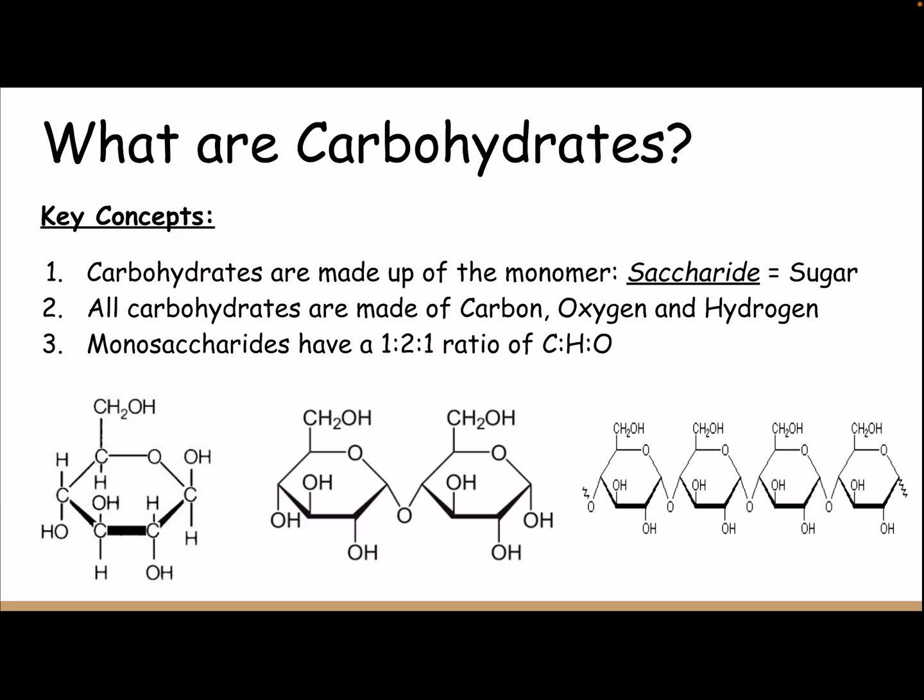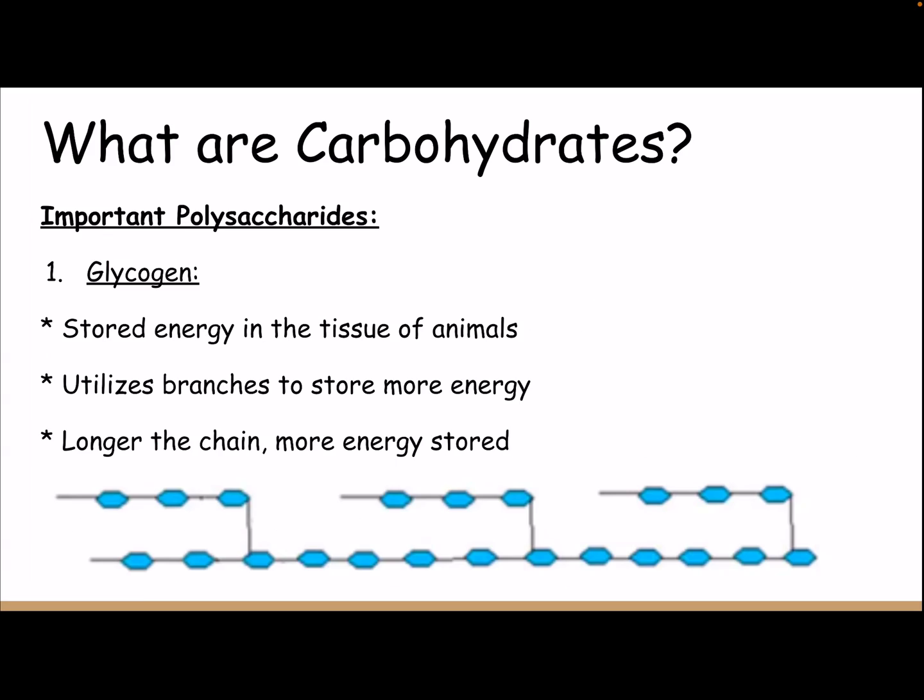So the next thing that I want to look at are the different forms of carbohydrates and the important polysaccharides that go along with them. So the first one is glycogen. And so glycogen is going to be the type of polysaccharide that we utilize when we store energy in the tissue of our cells, okay? So we utilize this kind of branch system to help us store energy, okay?